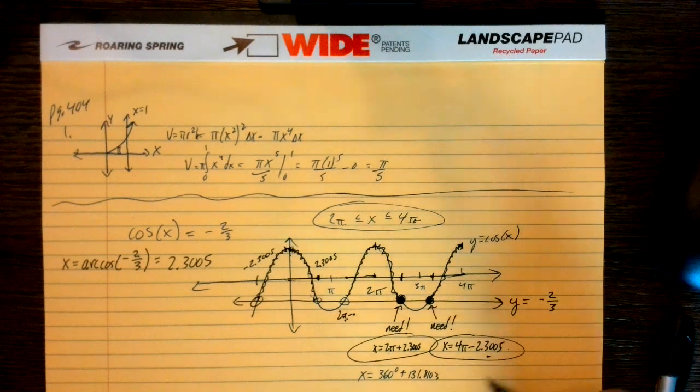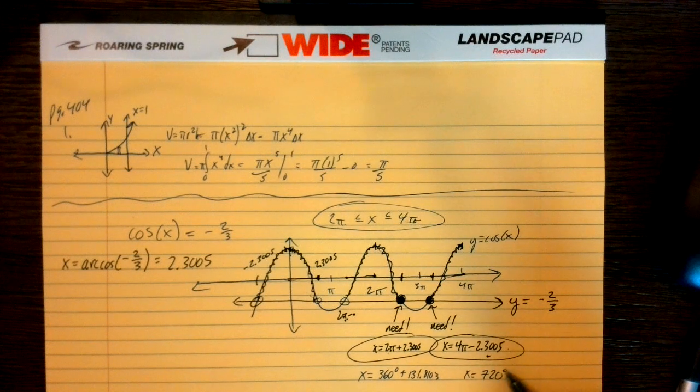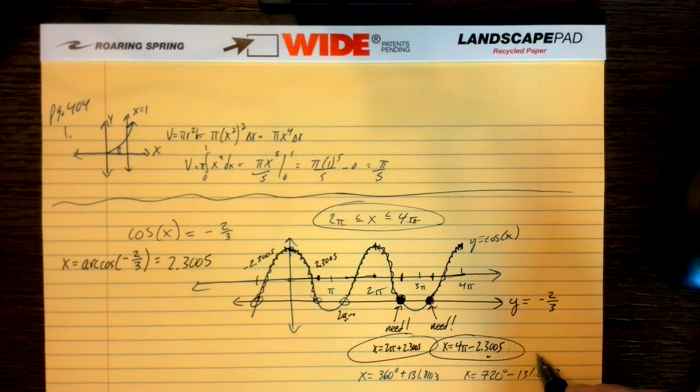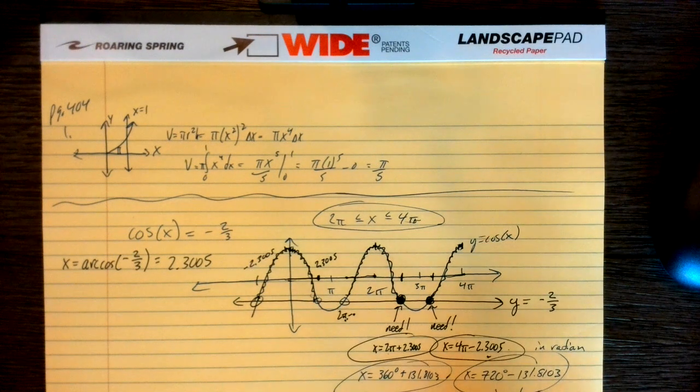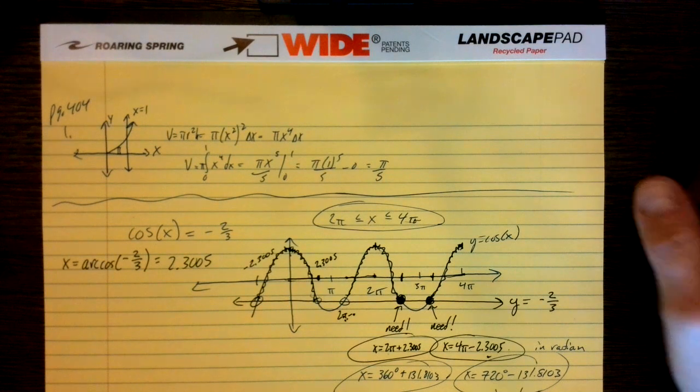So 131.8103, and then 4 pi is 360 times 2, 720 minus 131.8103. Don't really care about the subtraction. You guys can figure that out.